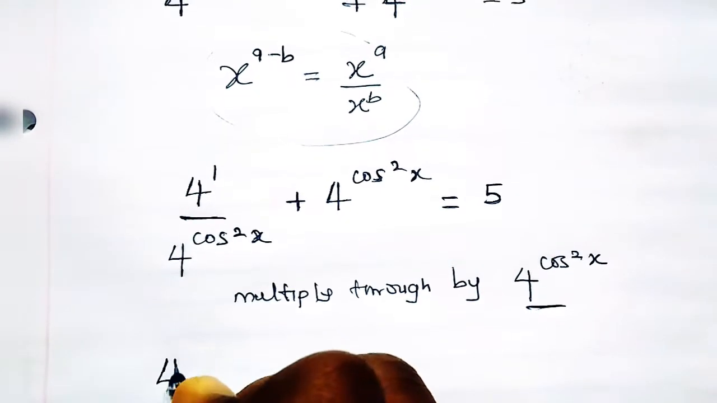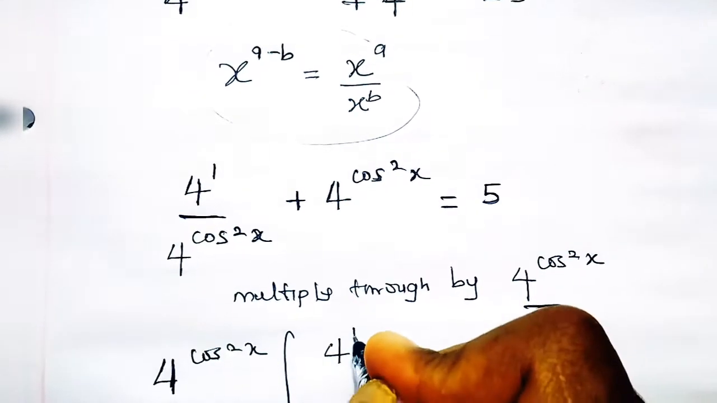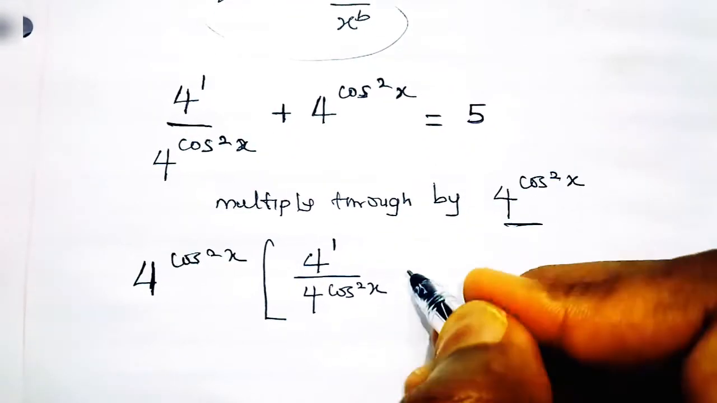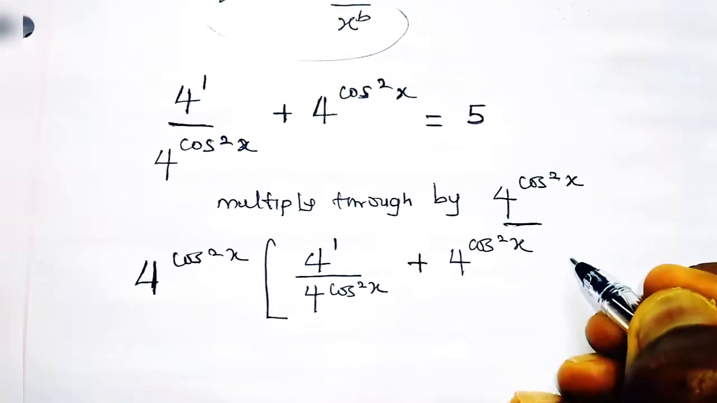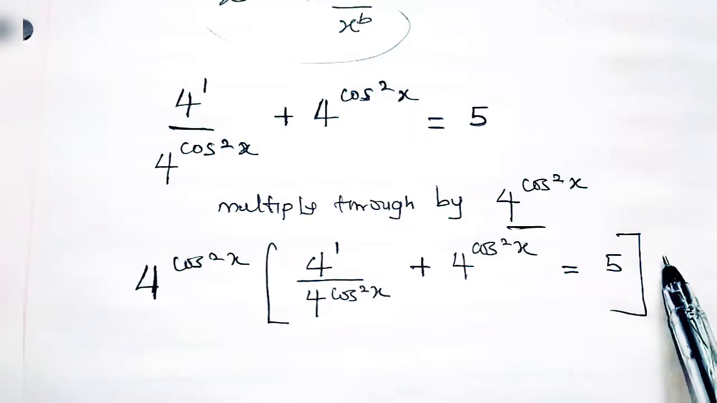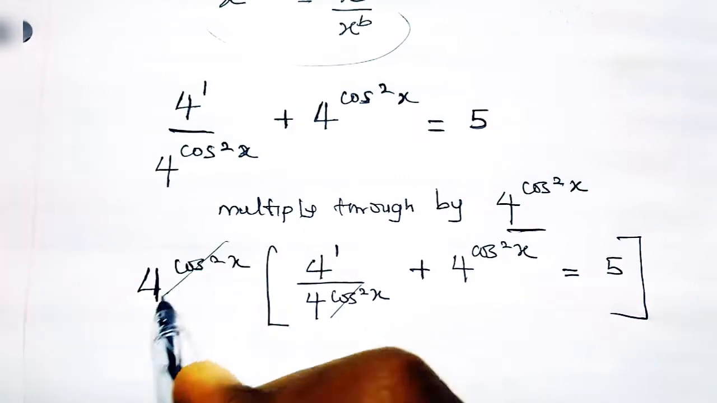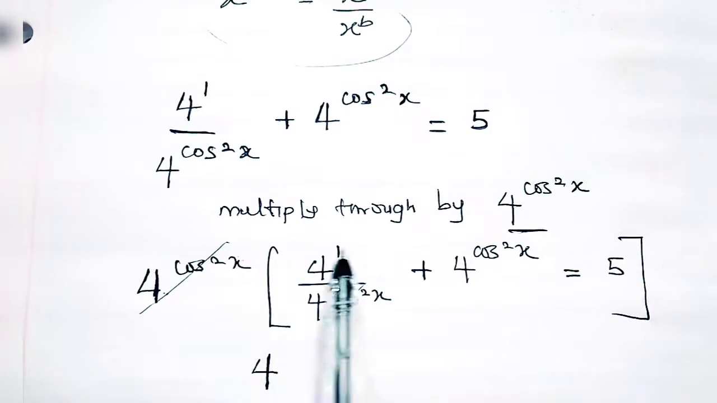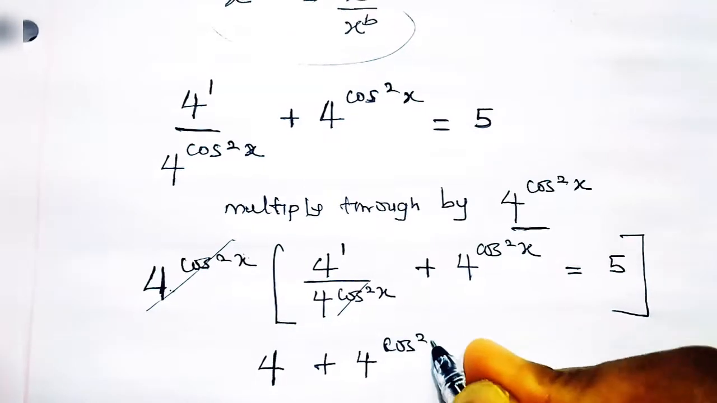So this is 4 raised to the power cos square x times the bracket 4 raised to the power 1 divided by 4 raised to the power cos square x, plus 4 raised to the power cos square x, then equal to 5. I'm going to multiply the left hand side, and also the right hand side. So when I multiply 4 cos square x times this, this will cancel out this, so I'm just going to be left with 4. Then when I multiply 4 cos square x times this, I'm going to be having 4 raised to the power cos square x twice.